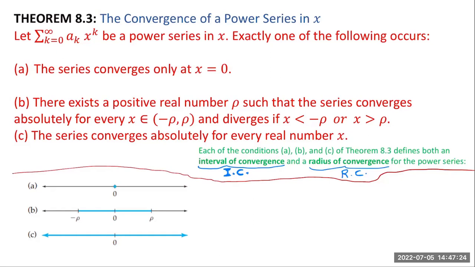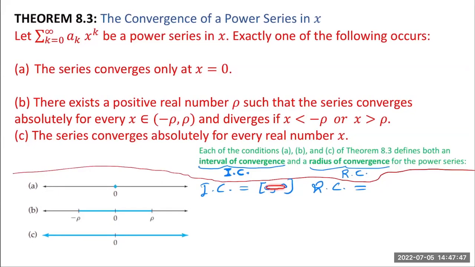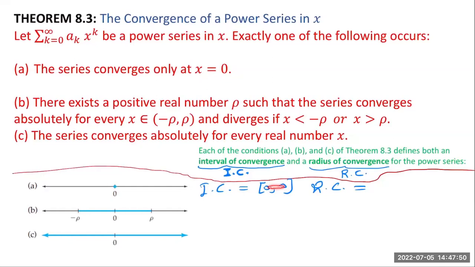Interval of convergence IC is equal to [0, 0], the closed interval. Notice that this closed interval includes only one point, right? Only 0 is inside that interval. So that is the interval of convergence for the first case. And then what is the radius of convergence for the first case? RC. There is no radius for this interval. This is an interval with 0 length, right? It is from 0 to 0. 0 to 0 means there's no length. Length 0 means radius of convergence is 0.